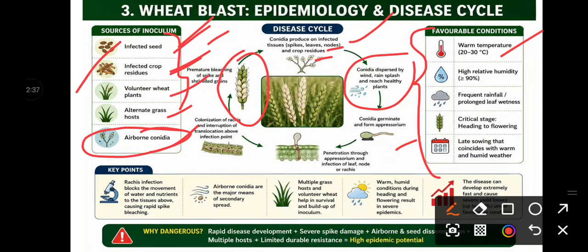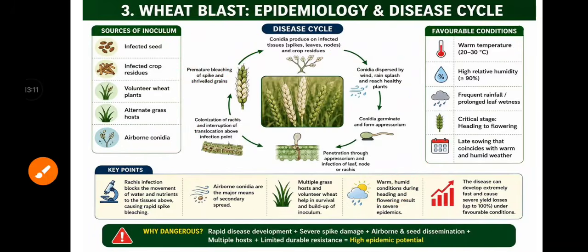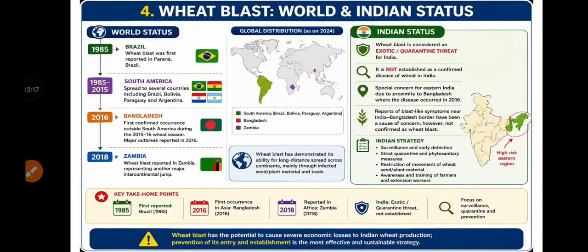So key points are: rachis infection blocks the movement of water and nutrients to the tissue above, causing rapid spike bleaching. Then airborne conidia are the major means of secondary spread. Multiple grass hosts and volunteer wheat help in survival and build-up of inoculum. Warm and humid conditions during heading and flowering result in severe epidemics, and the disease can develop extremely fast and cause severe yield loss, up to 100% under favorable conditions. So this is about the source of inoculum, the disease cycle, and the favorable conditions.